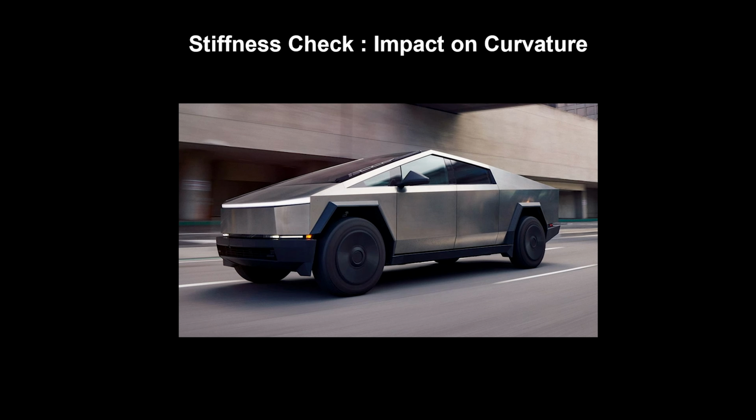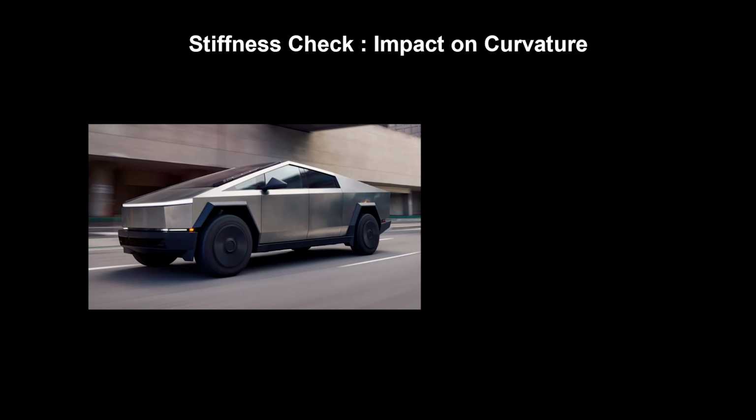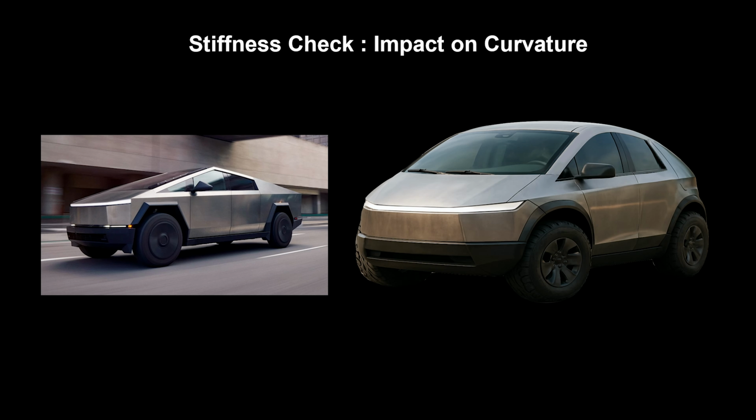Let's start with the stiffness. Flatter surfaces may look clean and bold, but they are harder to stiffen. And depending on the material and thickness, the required values can change a lot. Here's a quick example. If you try to build a Cybertruck with conventional sheet metal, well, this is probably what you end up with. Not quite the bold, futuristic look we are going for, right?